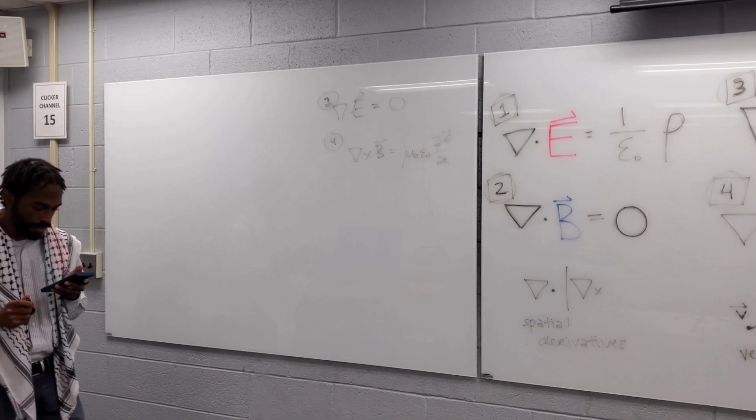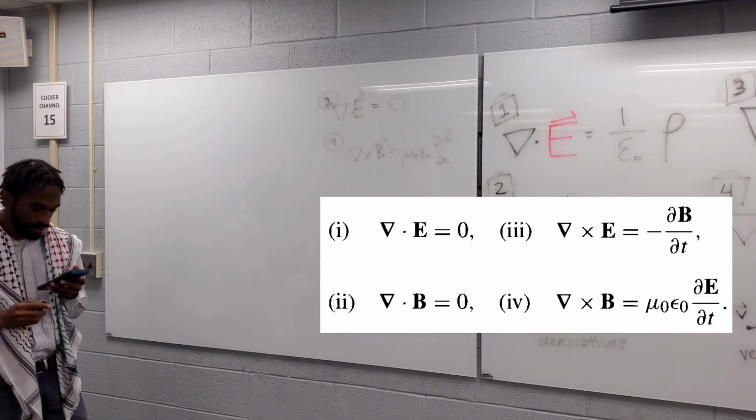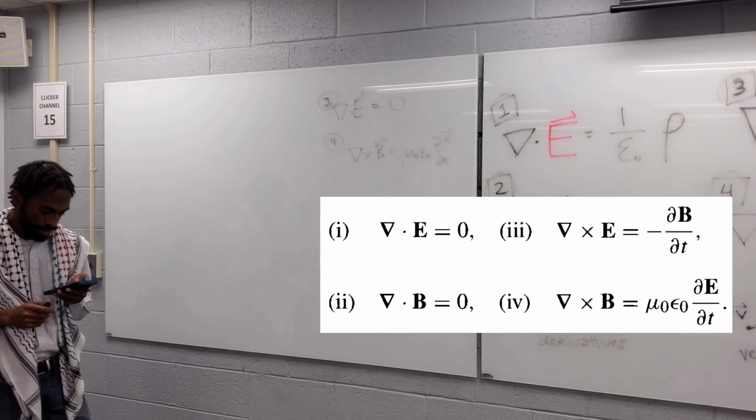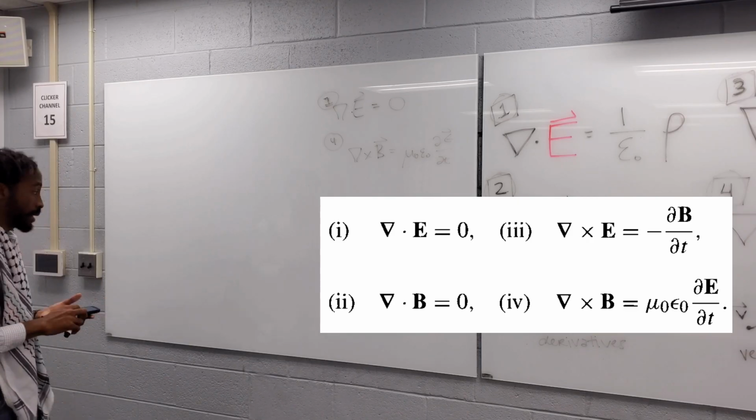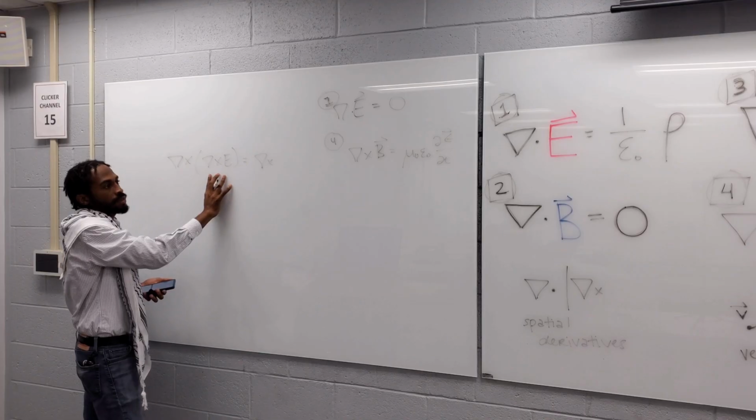You curl 3 and you curl 4, and then apparently it just falls out. So let's do it. Our third Maxwell's equation, del cross E.